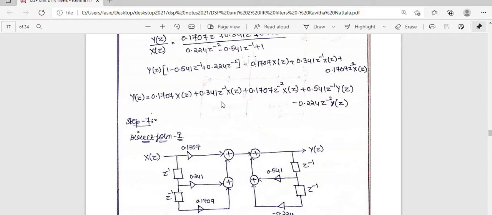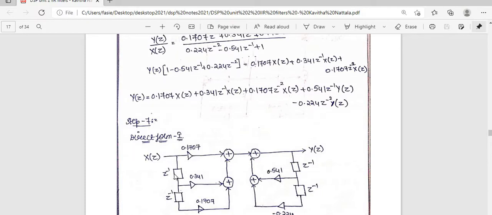In the first one, do we have any z power minus 1? No. That's why it is passing directly to the summer. You have already learned this in control systems. The same concepts we are using to design the block. So first, x of z multiplied with this factor 0.1707 with plus sign will be as it is.